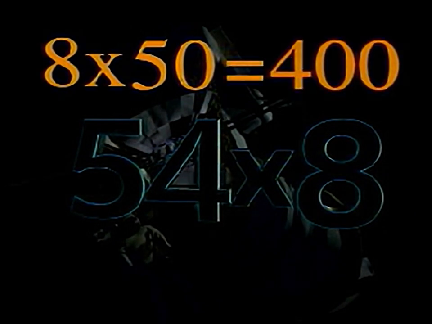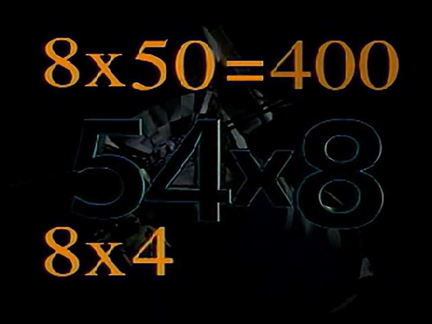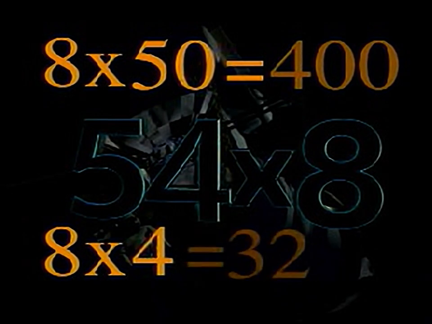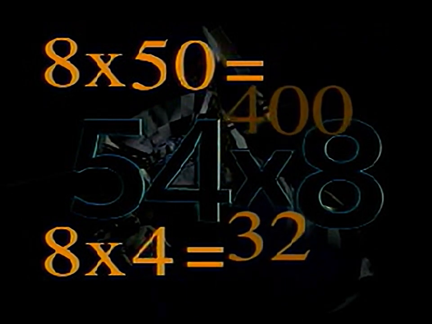Yeah. Here's another. 54 times 8. Now you're going to think about breaking 54 into 50 plus 4. But we can just look at the 54 and remember that the 5 means 50. So, 8 times 50 is 400. Remember 400. Then look at the ones place. 8 times 4. Well, that's 32. Add 400 plus 32. And your answer is 432.